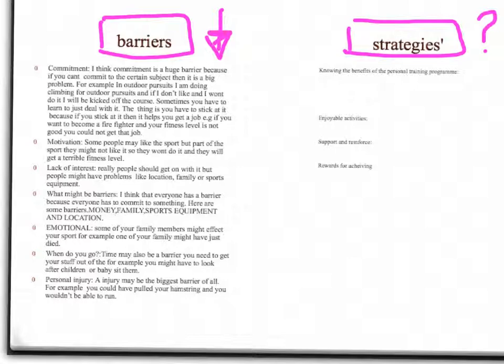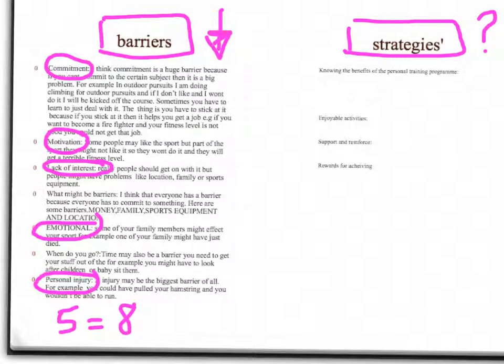Okay, so starting with the barriers, we can see that you've highlighted commitment as one, motivation as another, lack of interest, these first three are all good, emotional as another one, personal injury as another one. You've only highlighted 5 so far, and there are 8. You do kind of mention a few points here, but we're not really expanding on it. We do need to mention cost, we need to mention time, and I believe you need to mention access to facilities.